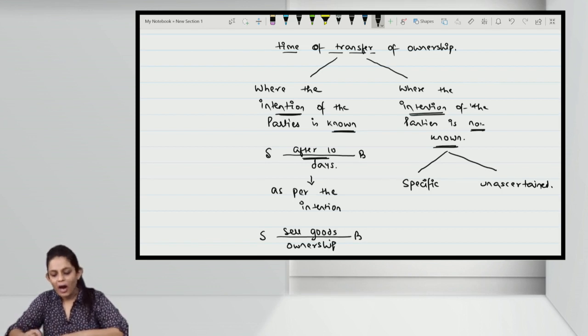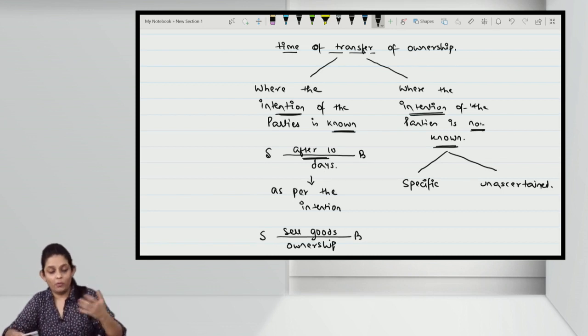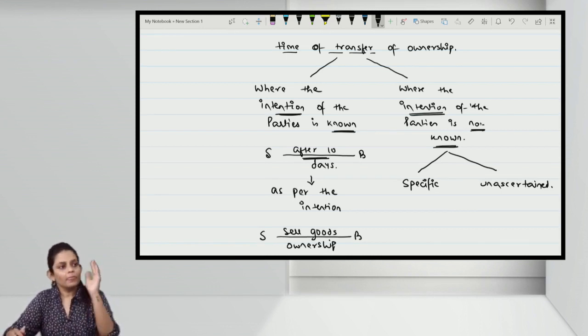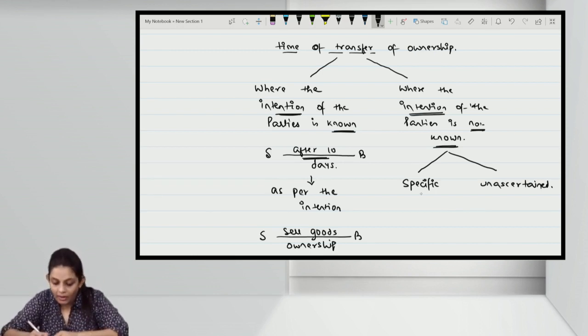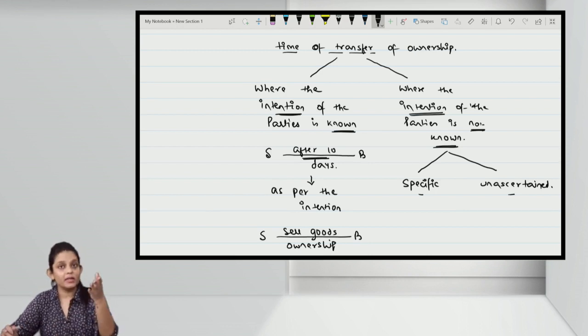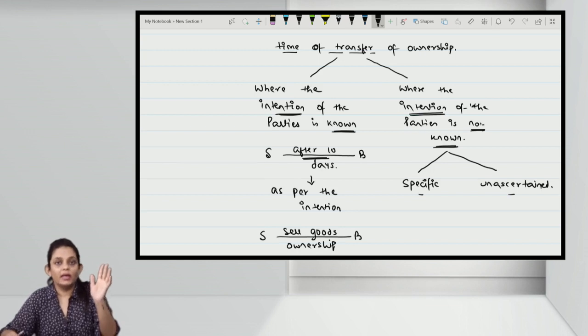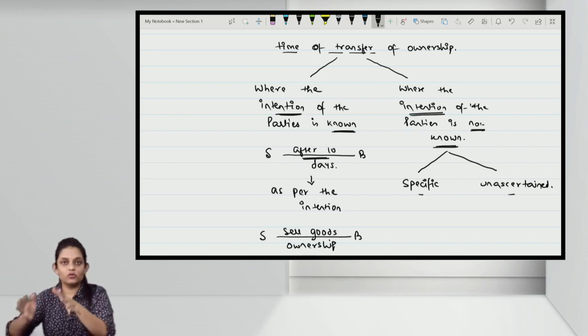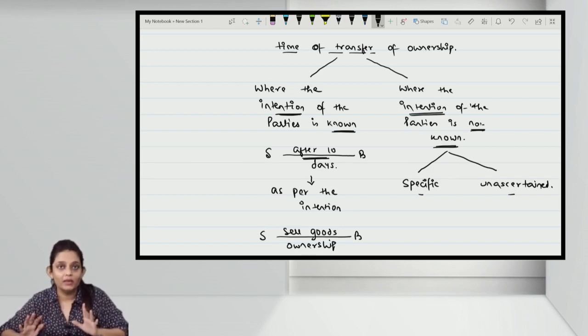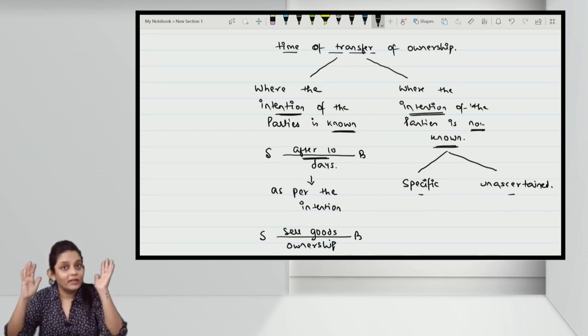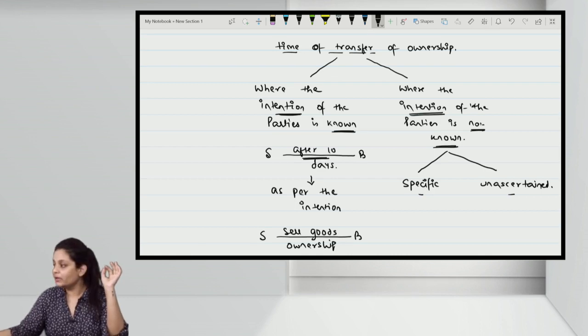Type of goods, ma'am, how? We will discuss this. We have not discussed yet. This is another very long topic which we will discuss after this. But if the intention is given, then it is transferred as per whatever they agree. But if nothing is given, then depending on whether the goods are specific or uncertain, the ownership is transferred. Is it clear? This we will do in detail after this, so don't worry. Till this point, is it clear to everyone? Yes?